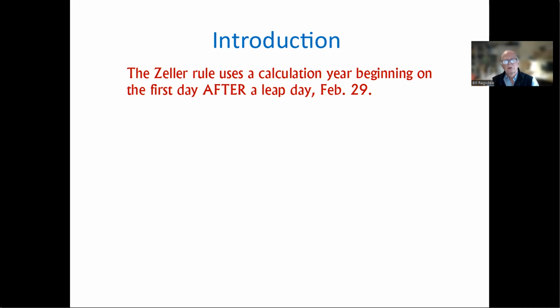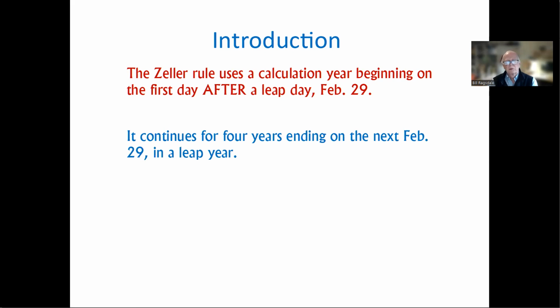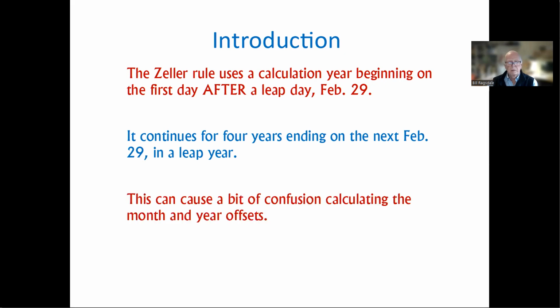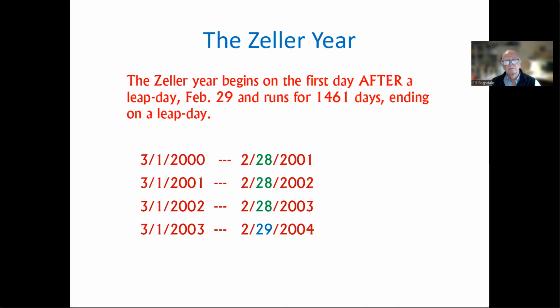The Zeller rule uses a funny organization of the years because it begins its calculation on the first day after the leap day. So it goes to a year with a February 29, and the next day following that is its day 0. It continues for 4 years, ending on the next February 29th in leap year. This can cause a bit of confusion because you have to start thinking in the months with the offsets back and forth, and it took a little while for me to get used to that.